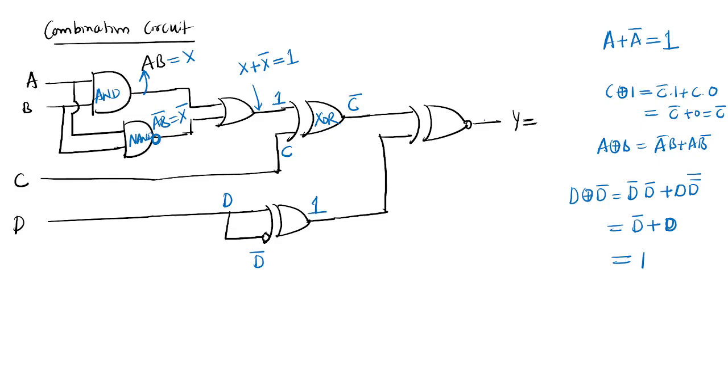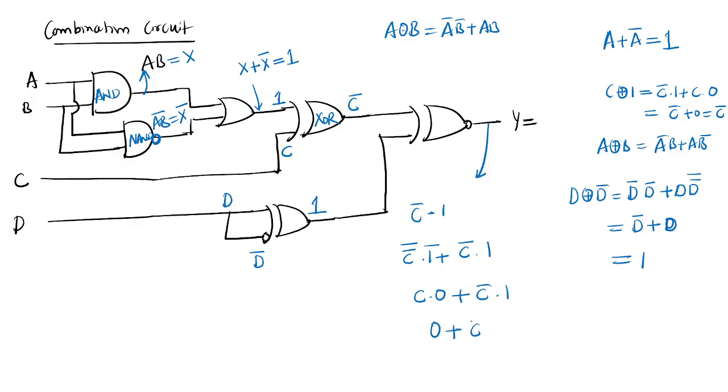Output is 1, and this is given to one XOR gate. So here the output is C bar XNOR 1. A XNOR B equal to A bar B bar plus AB. So C bar whole bar and 1 bar plus C bar and 1, so this is C and 0 plus C bar and 1. So 0 plus C bar equals C bar. So Y equals C bar.